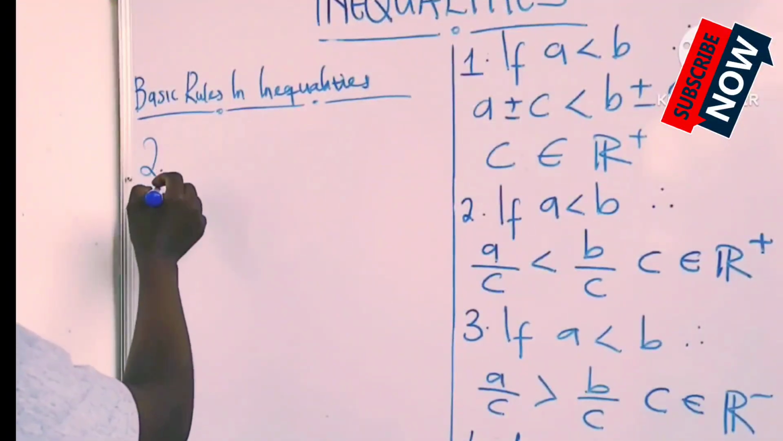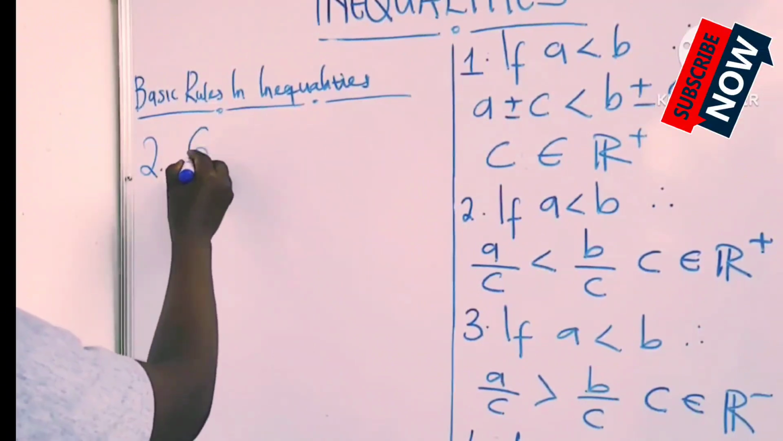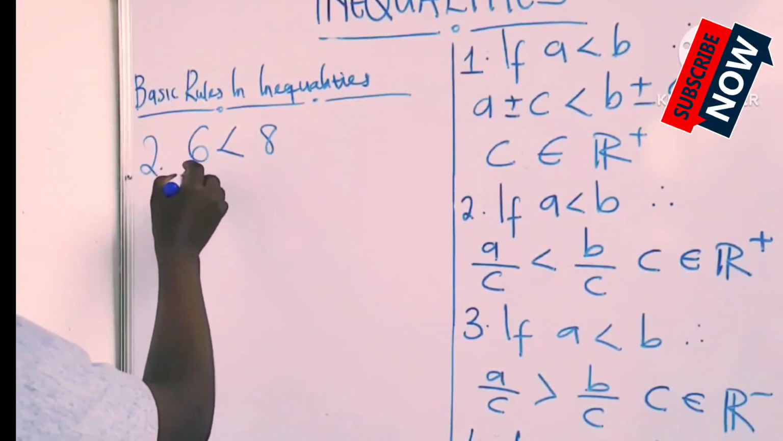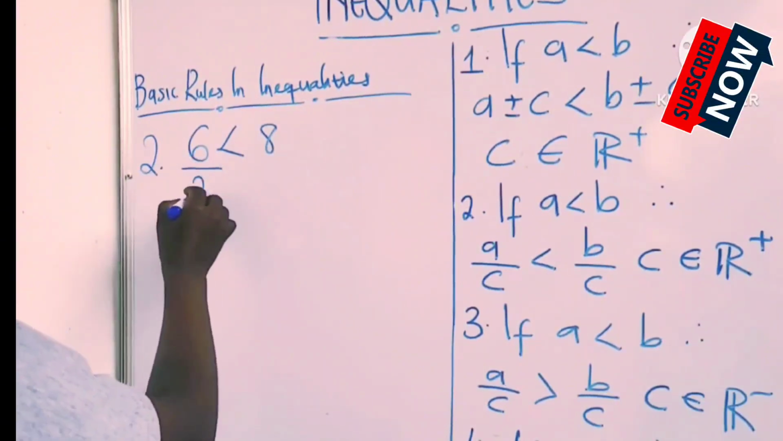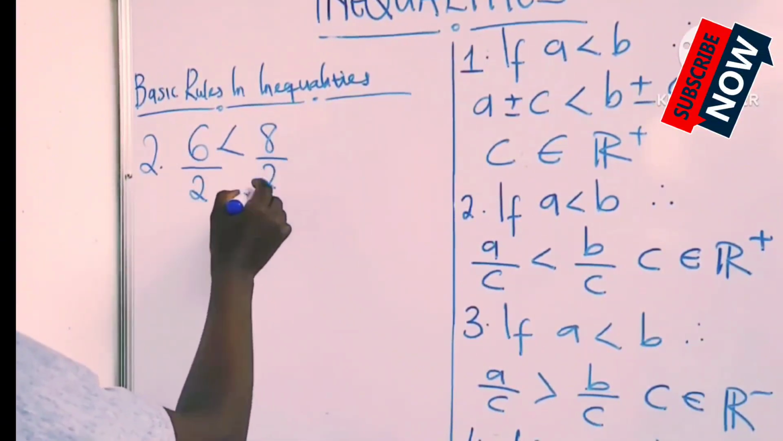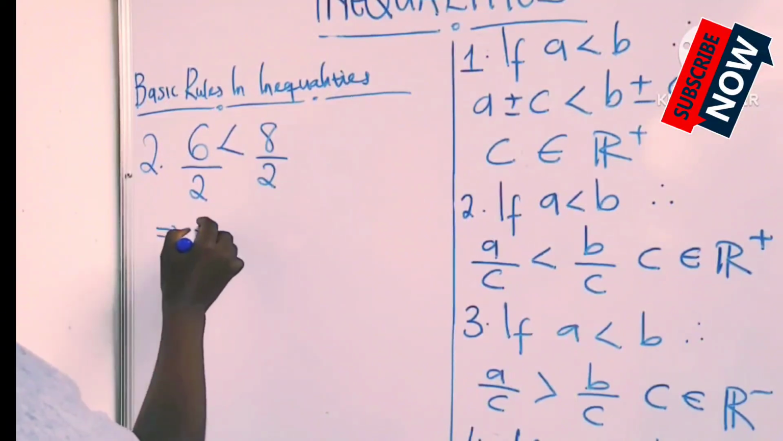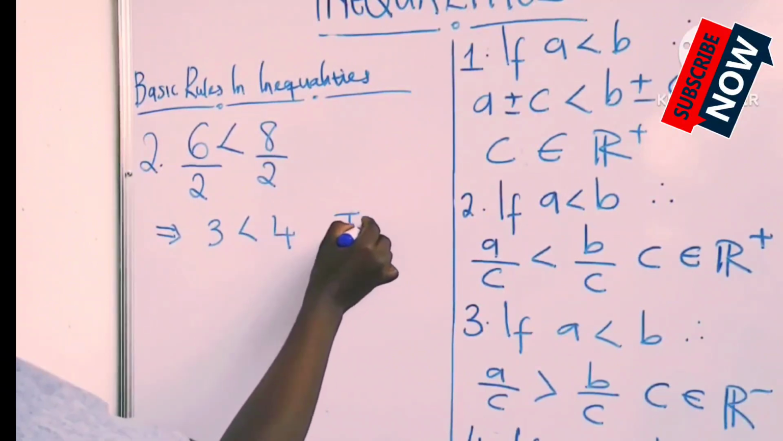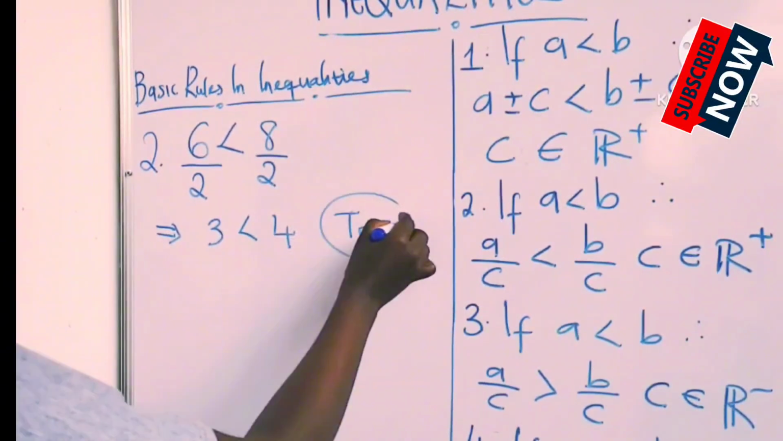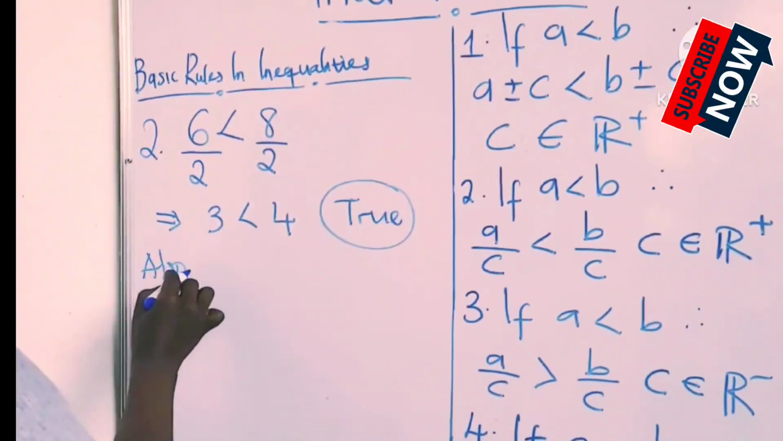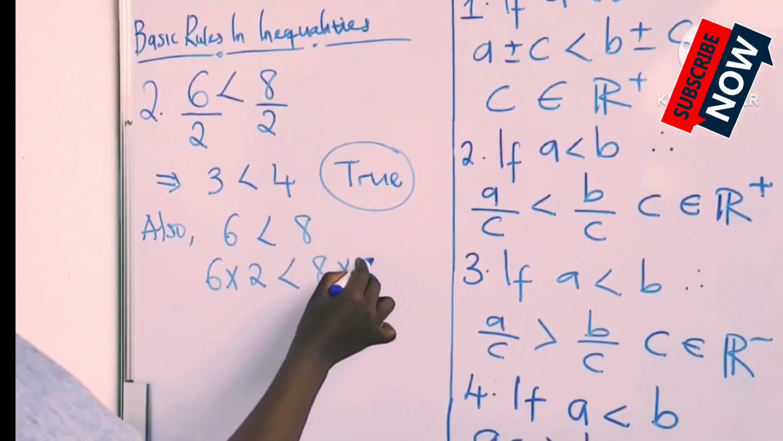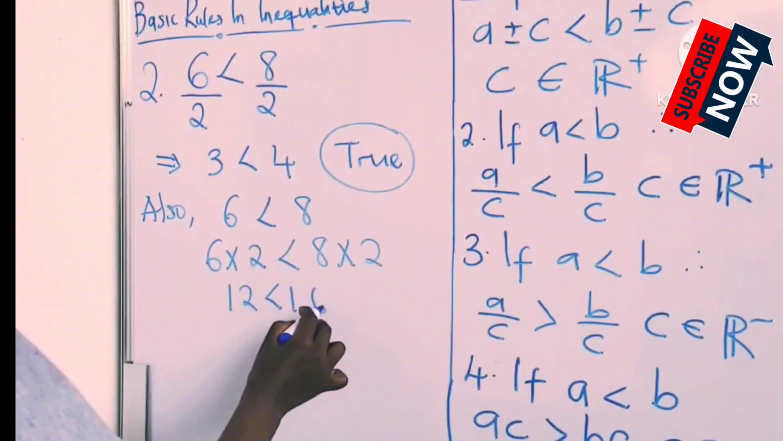Given three positive real numbers a, b, and c, we are going to be using 6, 8, and 2. 6 is less than 8. So 6 divided by 2 is less than 8 divided by 2, which means 3 is less than 4. And if we're multiplying, the same rule stands. 6 times 2 is less than 8 times 2, so 12 is less than 16.